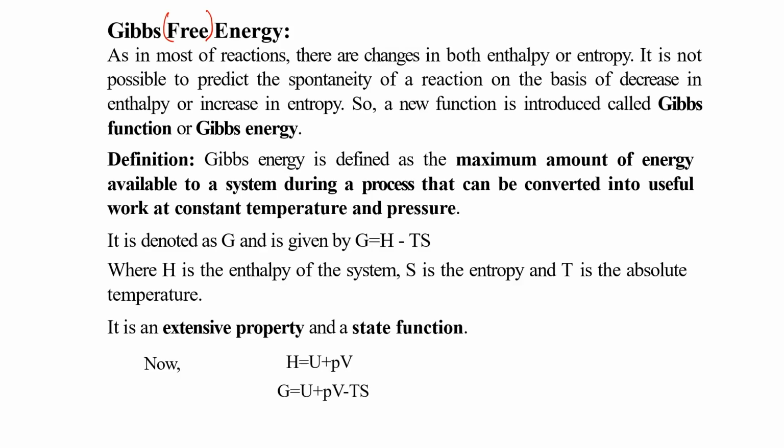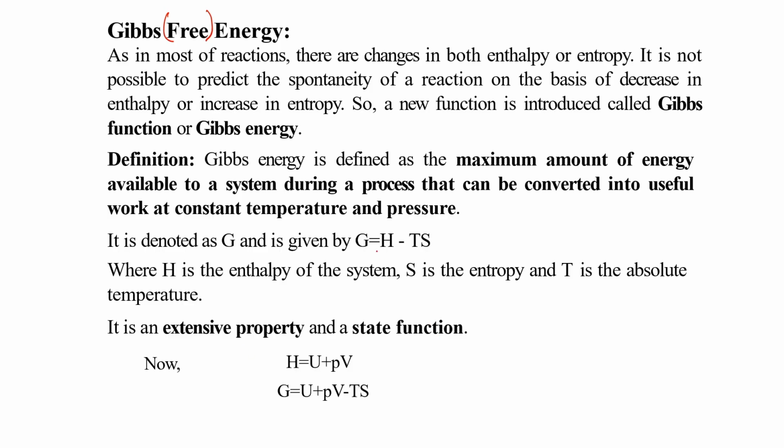So G is an extensive property, and you know chemical potential. Chemical potential is nothing but free energy per mole. So chemical potential is an intensive property. It is independent of mass because we are dividing by the number of moles. So G is an extensive property and is a state function.